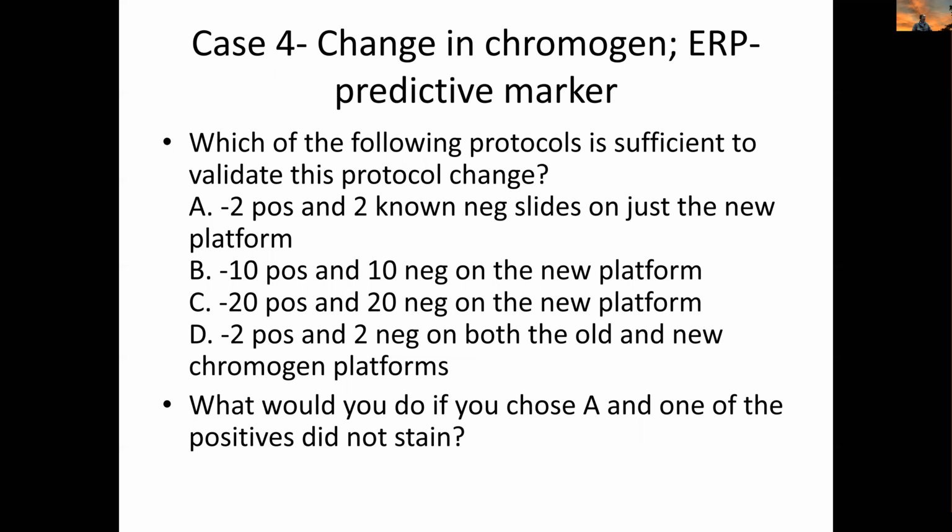Okay, well, here's another case. Let's say we've got a change in chromogen for our estrogen receptor predictive marker. Which of the following is sufficient to validate this protocol change? So, 2 positives, 2 known negatives with just the new platform.